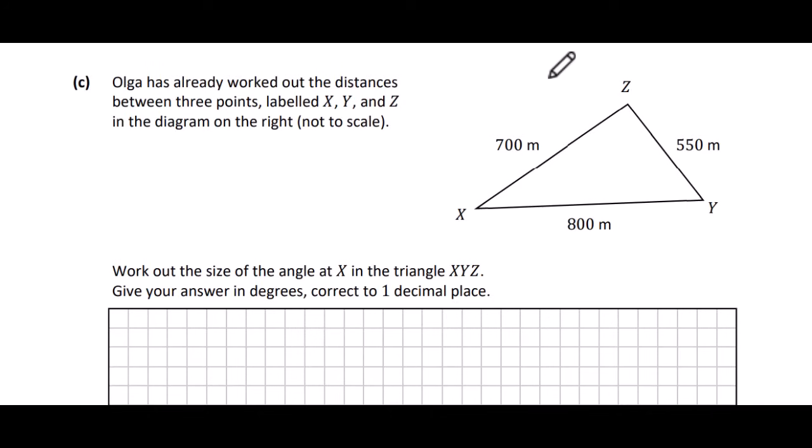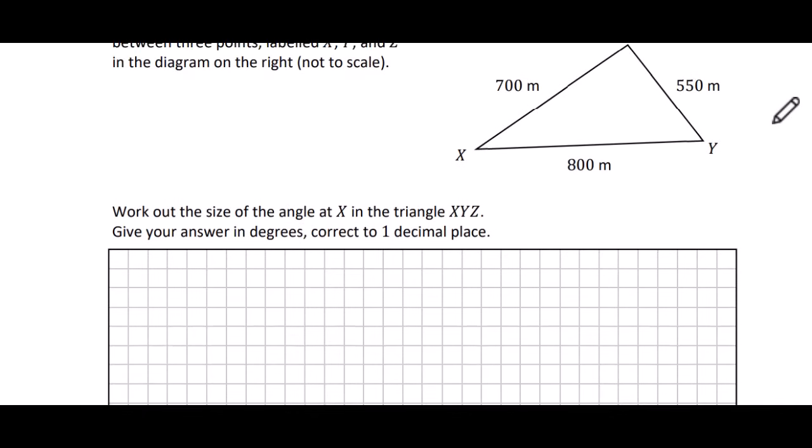Okay, next one then. Olga has already worked out the distance between 3 points. So we have 700, 550 and 800. Not to scale. Work out the size of the angle X, this angle down here in the triangle XYZ. Give your answer in degrees, correct to 1 decimal place. Now when you've got 3 sides of a triangle and you're asked to find one of the angles, you can use the cosine rule. So that's what we're going to do.